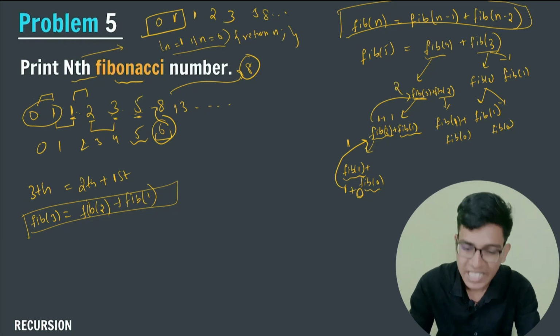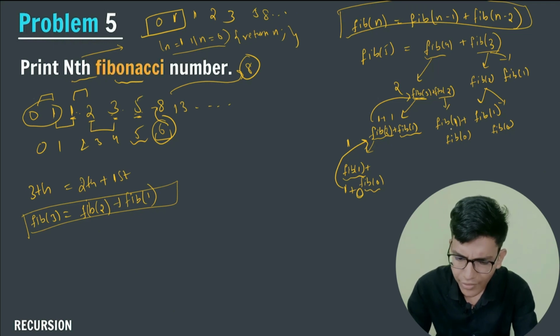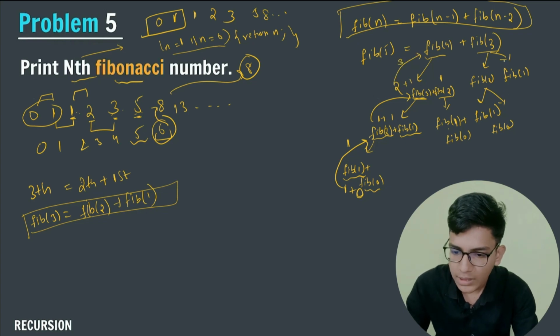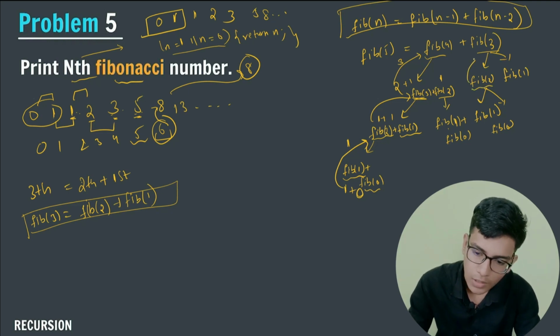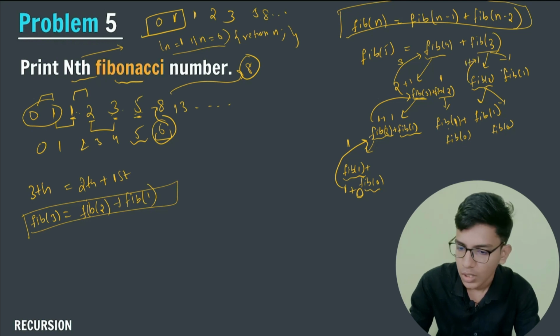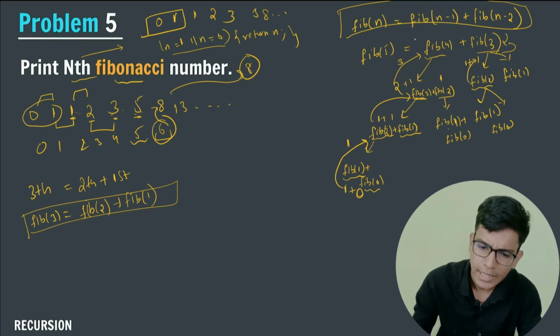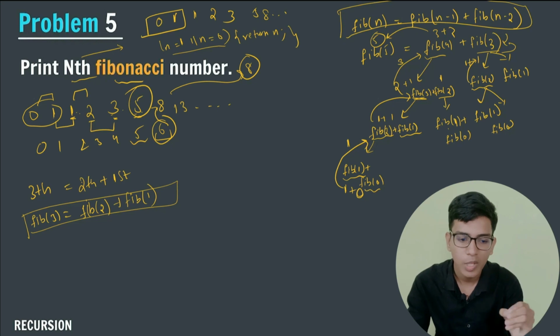So Fibonacci of the third term is 2, and Fibonacci of the second term we already know is 1. So 2 plus 1, and from this I will return 3. And here Fibonacci of 3 is, we already know that Fibonacci of 2 is 1, so 1 plus Fibonacci of 1, which gives me 2. So finally 3 plus 2, and I get Fibonacci of the fifth term as 5. You can see that my fifth term is 5. This is how I calculate the Fibonacci of the nth number.